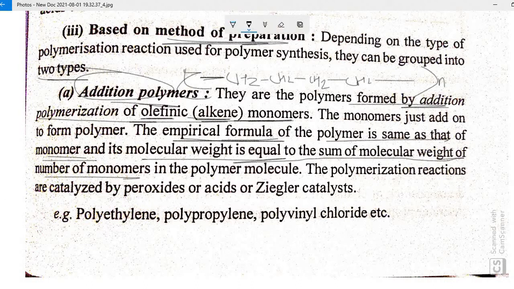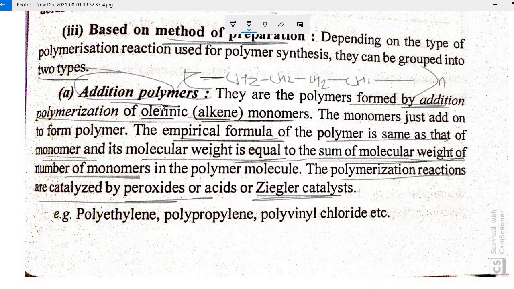म्हणजे बघा, ऍडिशन पॉलिमर मध्ये पॉलिमरचं मॉलिक्युलर वेट हे त्यांच्या मोनोमरचे ऍडिशन असते. It is equal to the sum of the molecular weight of number of monomers. And the polymerization reactions are catalyzed by peroxides or acids or Ziegler catalysts. So these are the information of addition polymer.